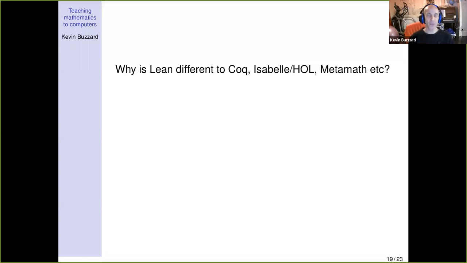So most of what I've said so far can apply to all of the theorem provers. I'm not saying Lean is the best one. Lean is the one that I am using. So this slide is just explaining why I think Lean is a little bit different to the others. So firstly, it is backed by Microsoft. I should also say it's written by a genius, right?